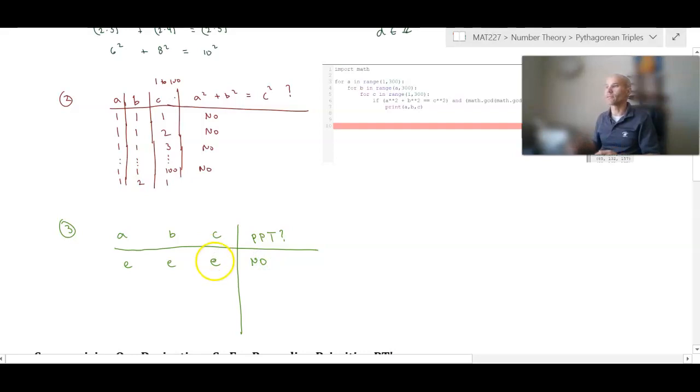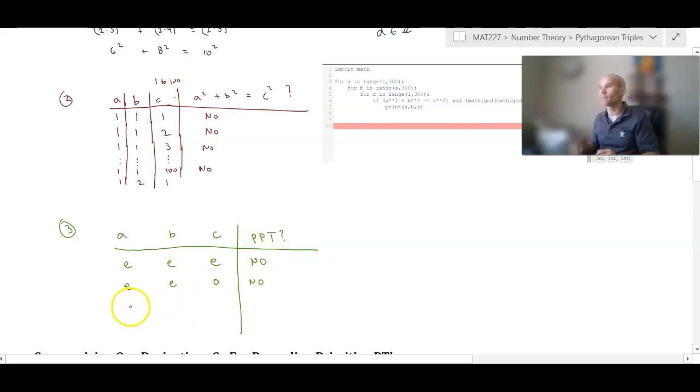Now, the other possibility is where A and B are even, but C is odd. So even, even, odd. Well, the problem there is that if we take an even number squared plus an even number squared, we end up with an even number. But if we square an odd number, an odd number times an odd number is an odd number, and there's no way that the left-hand side, which would be even, can equal the right-hand side, which would be odd. So it's not possible. In fact, this is not even a Pythagorean triple, but we concern ourselves just with primitive Pythagorean triples.